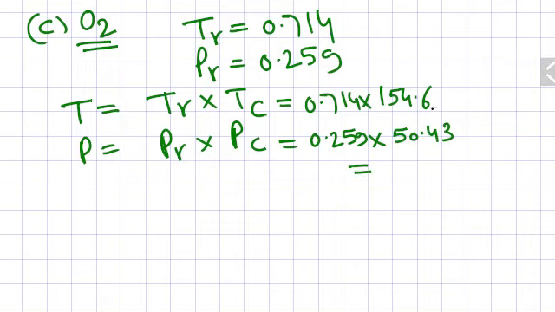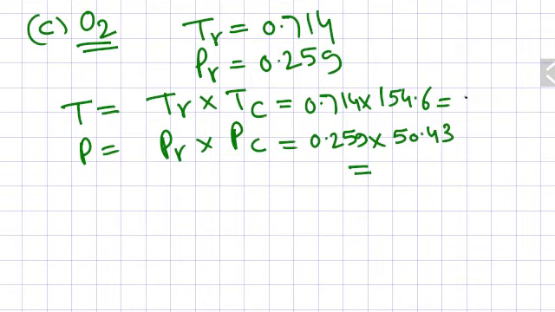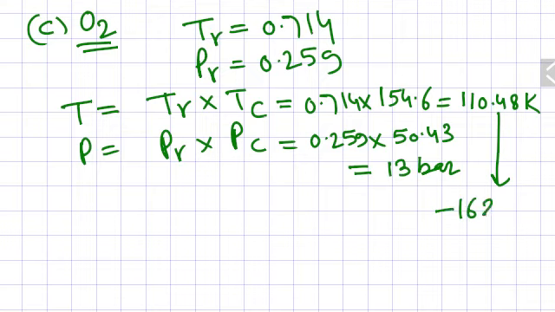So multiply this, and what will you get? You will get the temperature 110.48 Kelvin, and the pressure will be 30 bar. And if you convert this to degree centigrade by subtracting 273.15, you will get the temperature in degree centigrade to be minus 162.6 degrees centigrade.